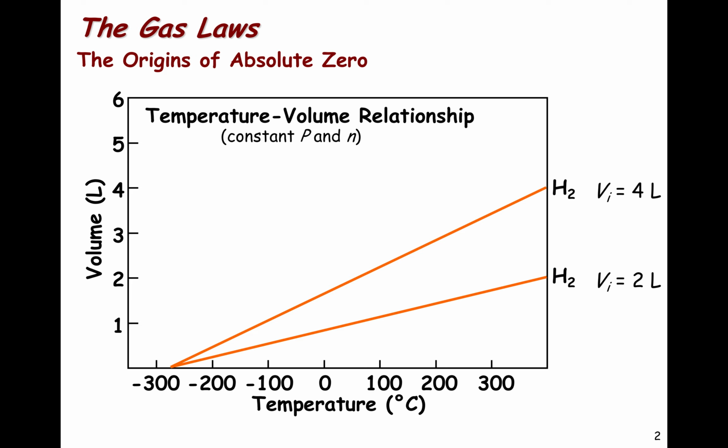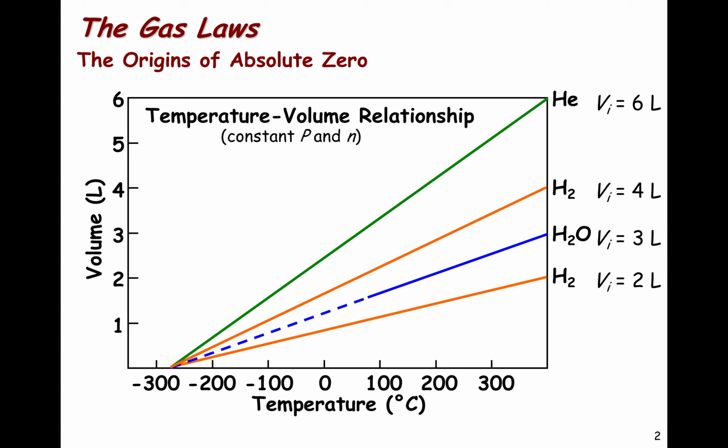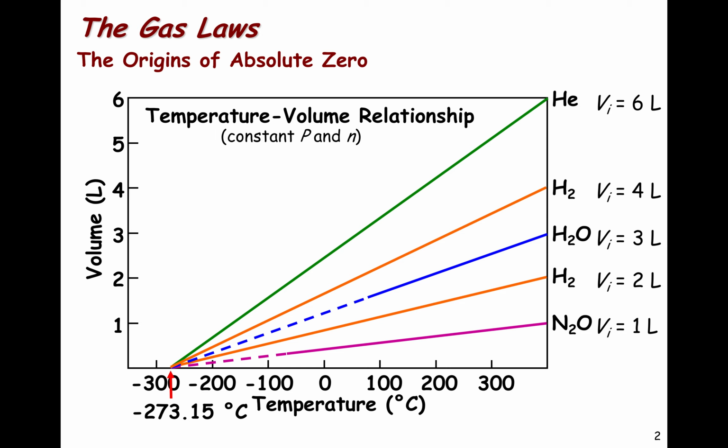Likewise, if we start with 2 liters, we end up extrapolating to essentially the same temperature with 0 volume. And if we do this for other gases such as helium, we get the same point. For liquid water, the dashed line is because we have a phase change for water, so all we can do is measure values at high temperature and hope that the extrapolation comes back to the same value, and it does. And then finally, other gases such as N2O, laughing gas, again can be extrapolated back to essentially that same temperature. So, as a result, this lowest possible temperature on the Celsius scale is negative 273.15.